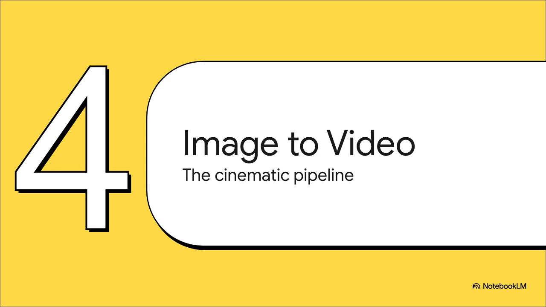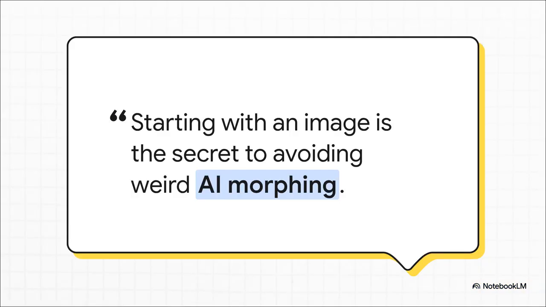All right, section 4, image to cinematic video. Let's talk workflow. Relying purely on text to generate your videos is actually a massive mistake. I absolutely love this quote from our source material. Starting with an image is the secret to avoiding weird AI morphing.